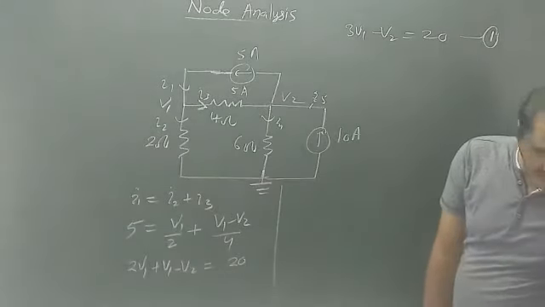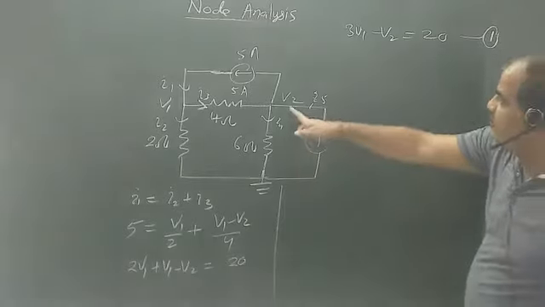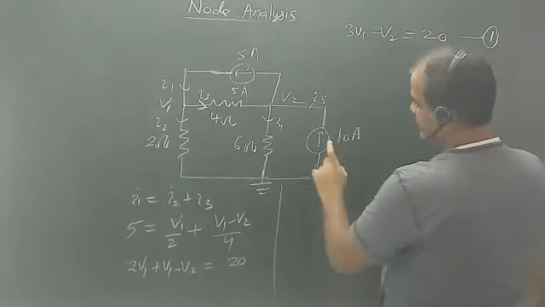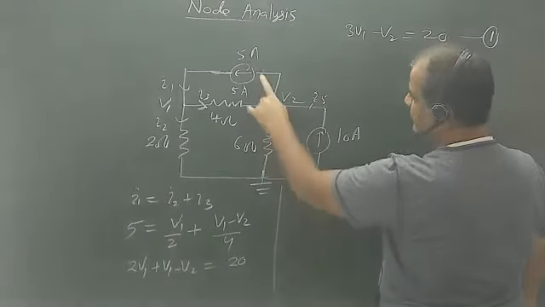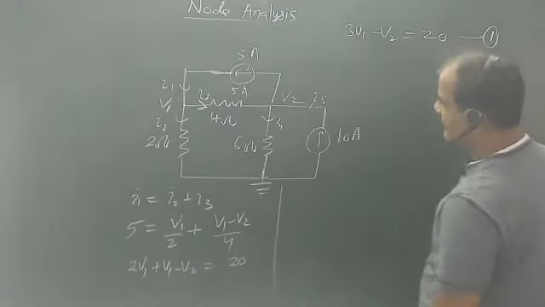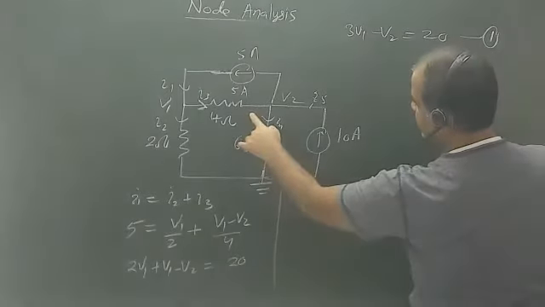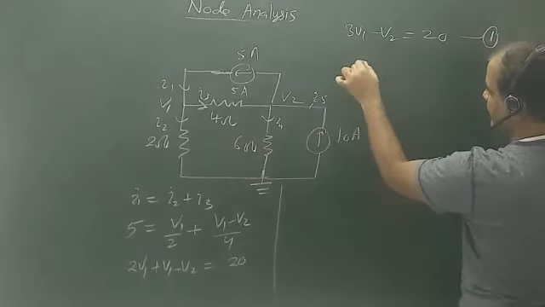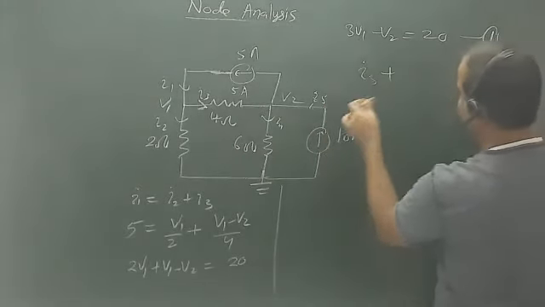Now we will solve it for node 2, V2. How much current is coming into V2? This is outgoing, this is outgoing, this incoming and this incoming. 4 currents. I3 is incoming, and I5 is also incoming.